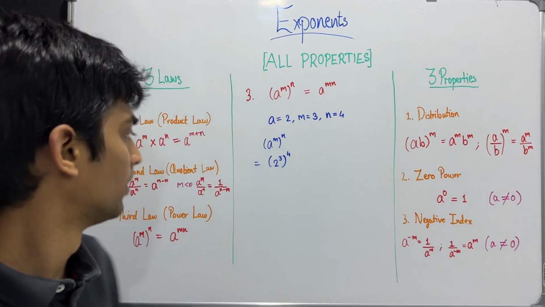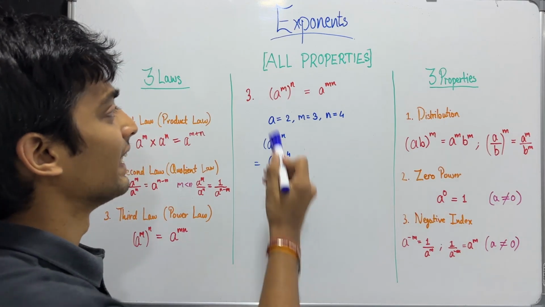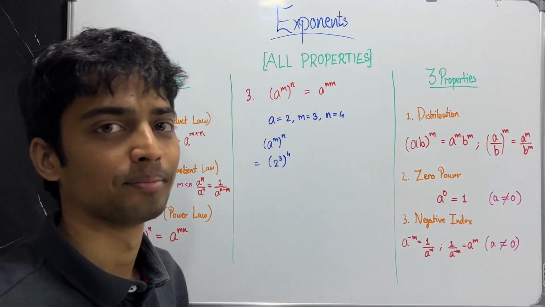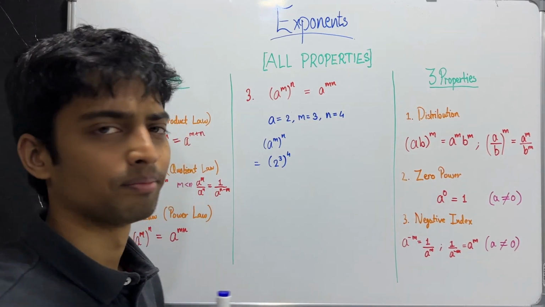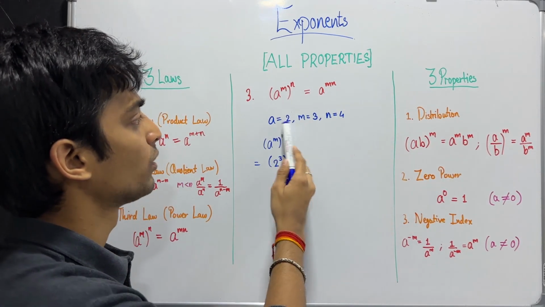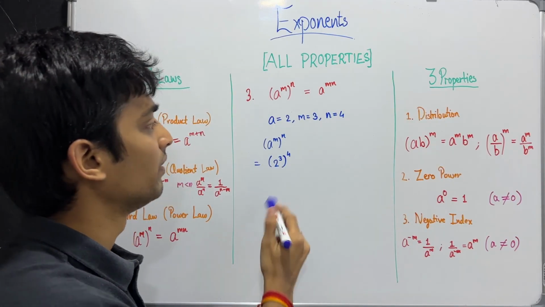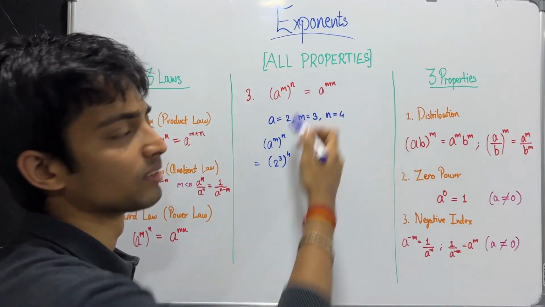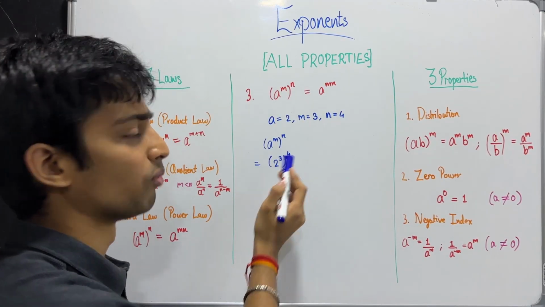Okay, the third law, the power law. What does the power law say? a raised to m, the whole raised to n, is equal to a raised to mn. So m and n are multiplied together. Okay, let's see how it works. a is 2, m is 3, n is 4. Let's assume that. And we want to find out whether a raised to m the whole raised to n is equal to this. Let's plug in the values. So we have 2 raised to 3 the whole raised to 4.